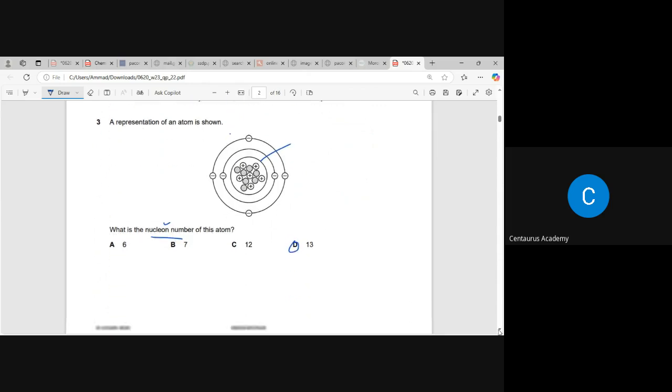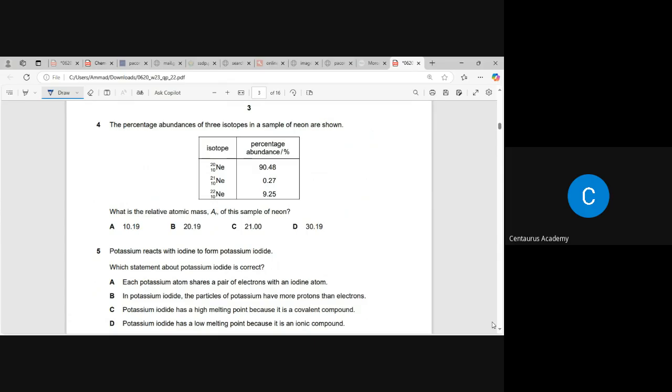Moving on to the next one. The percentage abundances of three isotopes in a sample of neon are shown. What is the relative atomic mass, which is Ar, of this sample of neon? So relative atomic mass is multiplying the isotopic percentage abundances with their mass numbers, summing them up, and then dividing by 100.